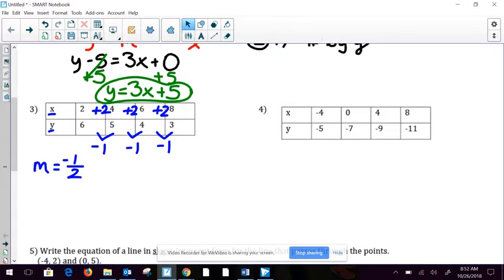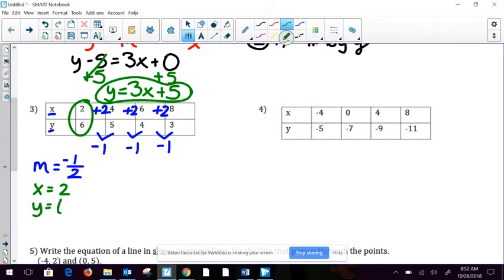And again, we're going to choose a point that looks good. There's no zeros, so we're just going to choose any positive point we want. To make it easy, I'm sticking with this first point, 2, 6. So in that point, x is equal to 2 and y is equal to 6.